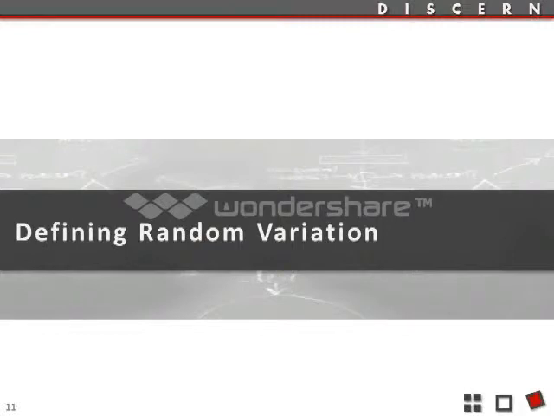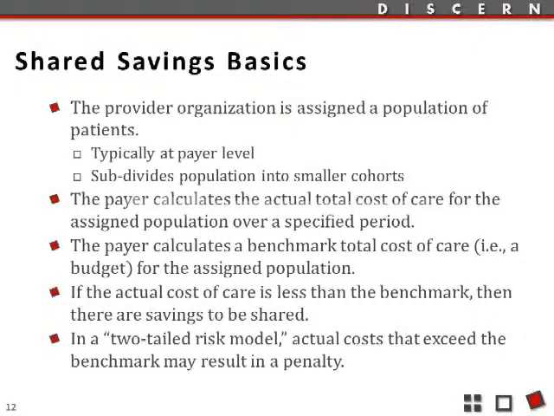Thanks, Linda, and thanks everybody for joining us today. We'll be talking a lot about random variation today and its effect on shared savings programs. And so what I want to do is start the presentation by really defining some terms and how we want to think about random variation in a shared savings context. And so to begin, let's just review the basics of shared savings programs. We could do a whole separate webinar on some of these details, but I just want to remind everybody the way that shared savings programs typically work.